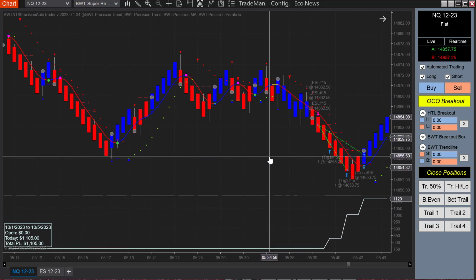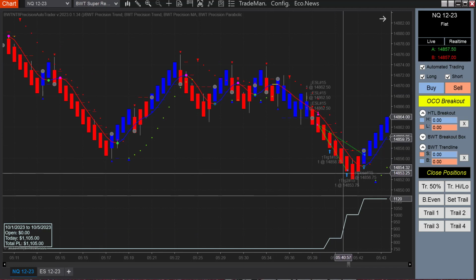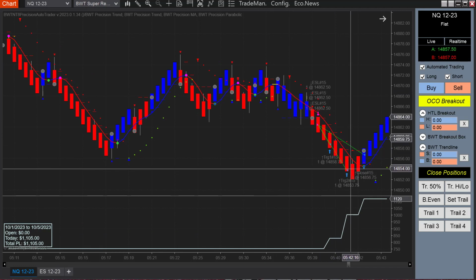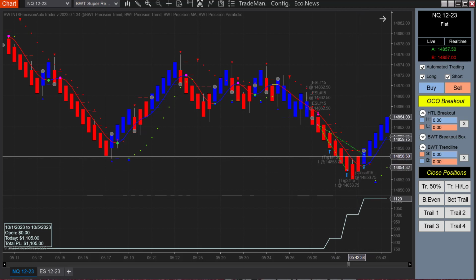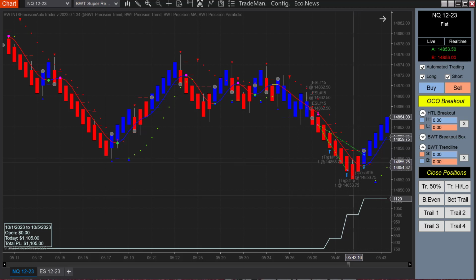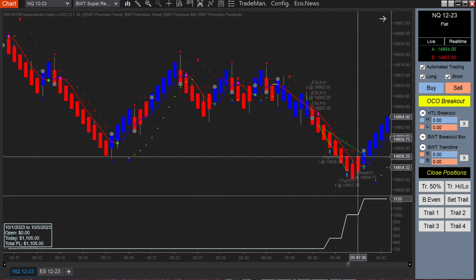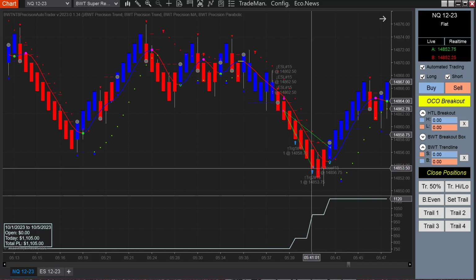Okay, here's a nice winner. We went from 7 to 11, and we hit both of our targets, and then we got stopped out by the parabolic, which is the close of the bar and would be the open of the next bar, and it looks like there was a tick slippage here, and that's fine. This was a really good exit. So the parabolic as an exit is pretty good.